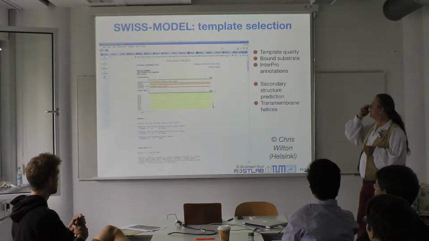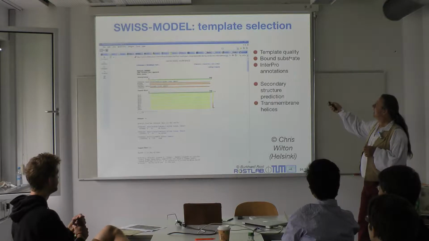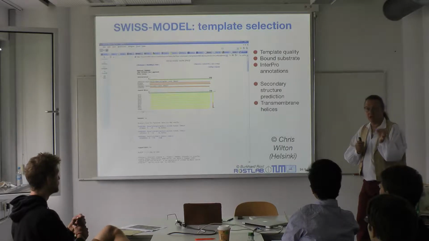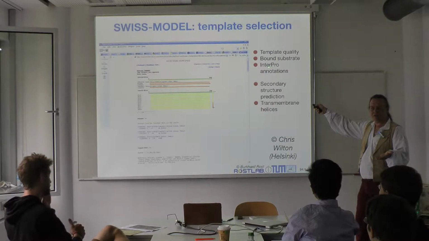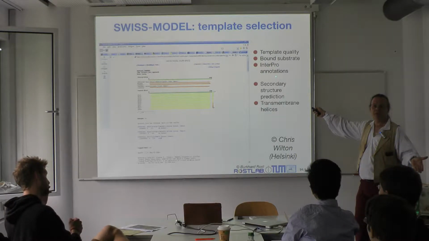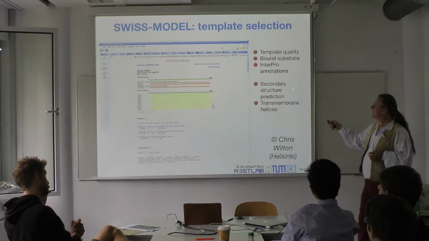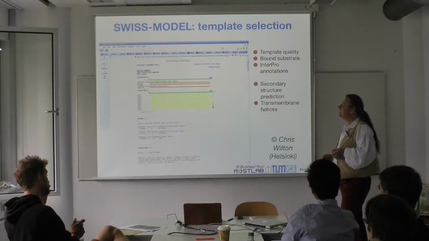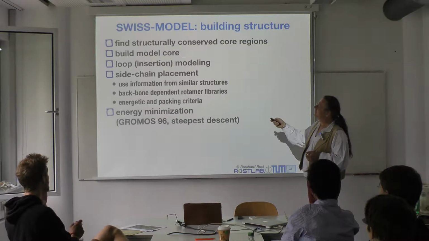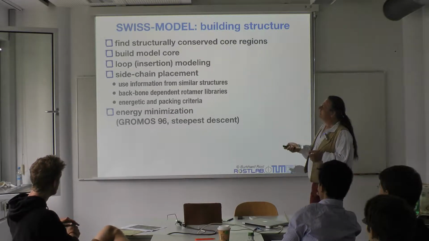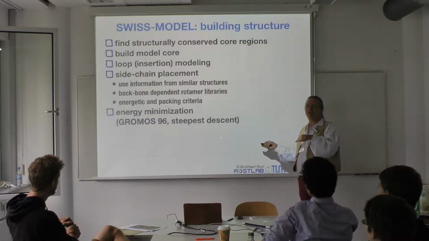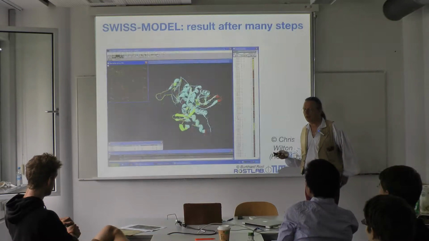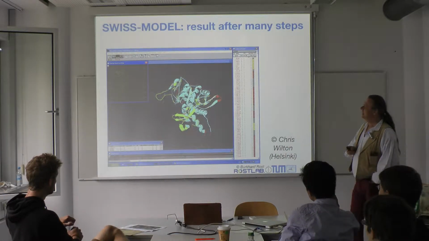They also use substrates. That is an important part: whether the two proteins are known to bind similar substrates. This could lead to using a template of a different structure simply because it has a similar binding mode that is known. They look at prediction of secondary structures, transmembrane helices, and other aspects, put all of that into building the model core, do loop modeling as I showed you before, do the side chains again by some energy minimization, and then energy minimize the whole thing. At the end of the process, you have a model that looks like that.